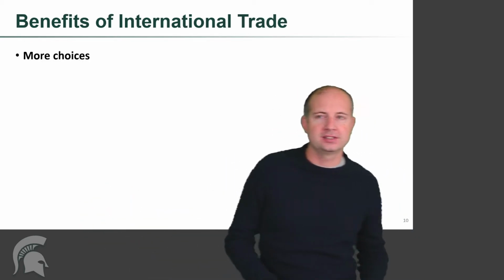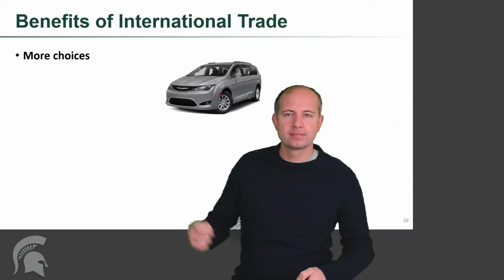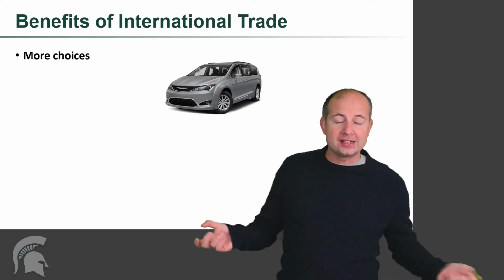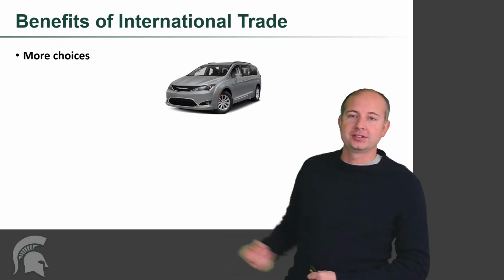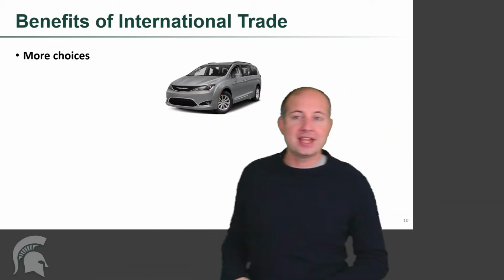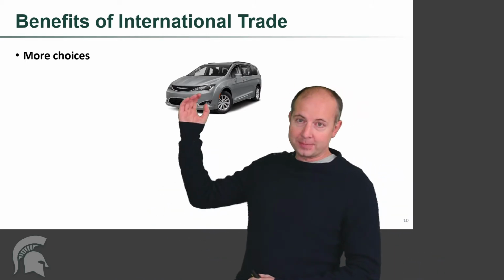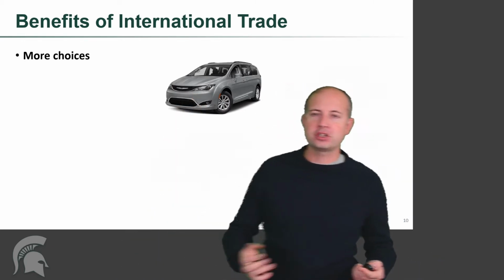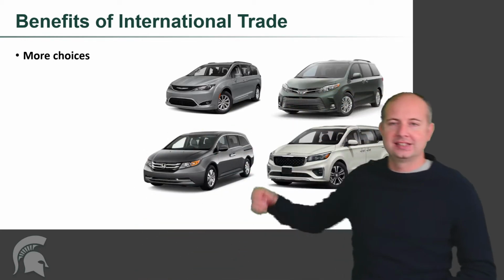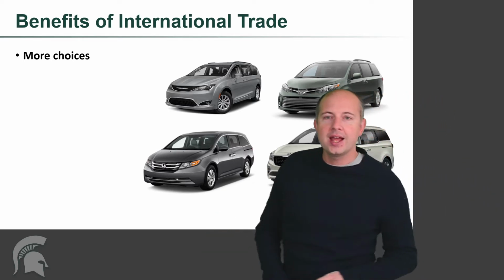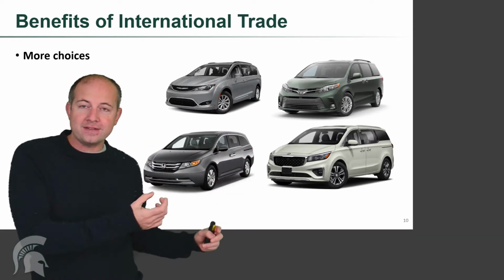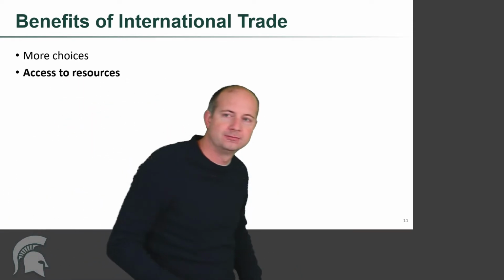So here are some of the benefits. First benefit is more choices. So right now, the only minivan made by a US-based automobile company is made by Chrysler. And if we didn't have international trade, you could think about this idea that everyone who wanted a minivan would have to buy this minivan. However, because of free trade, we're able to buy Honda and Toyota minivans. Those are companies based in Japan. This is a Kia minivan. It's based in South Korea. And so international trade gives consumers more choices. So whatever it is that is most important in a minivan to you, you can look at all four and decide which one you like.